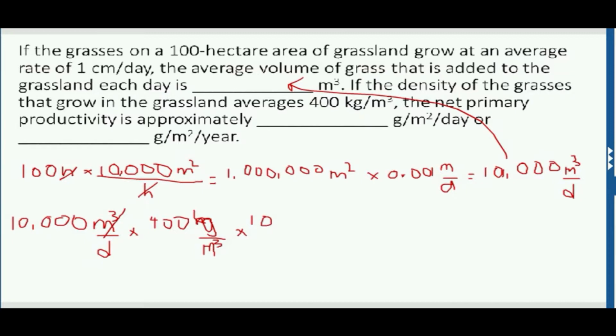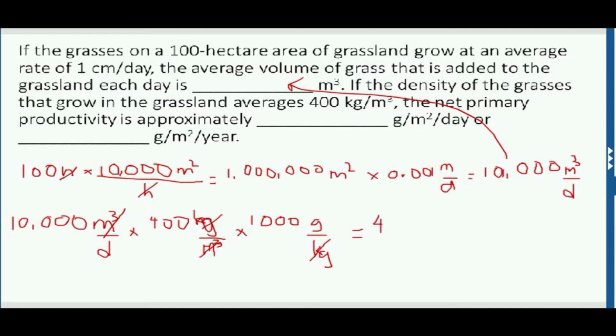So now we got rid of our meters cubed, right? Now we just need to get rid of our kilograms. I was going to do that later, but I'll go ahead and do it now. So we have 1,000 grams in 1 kilogram, because the answer asks for it in grams.